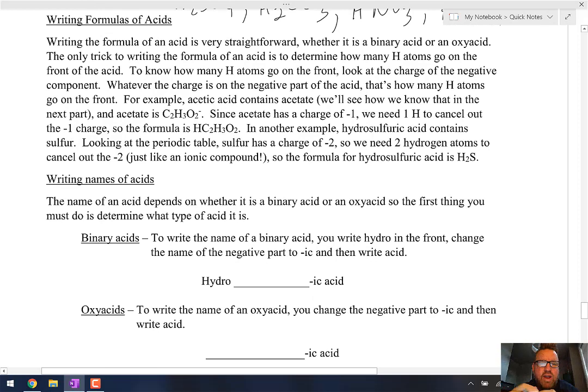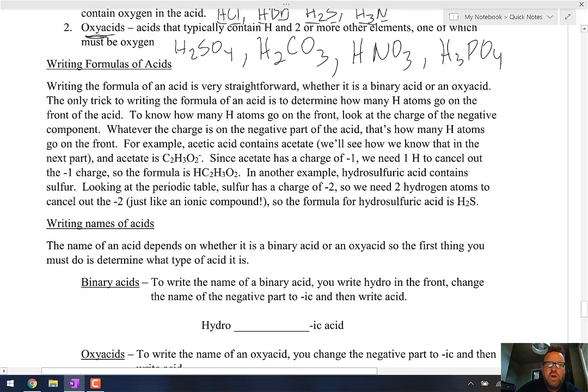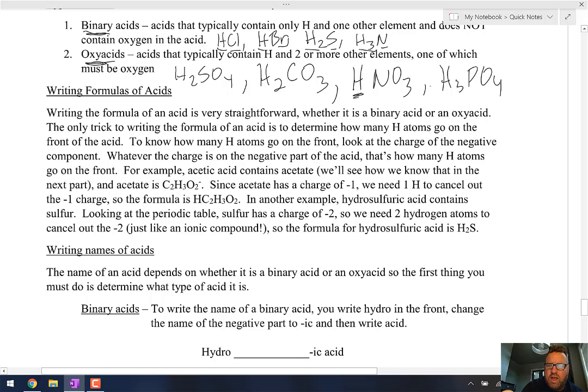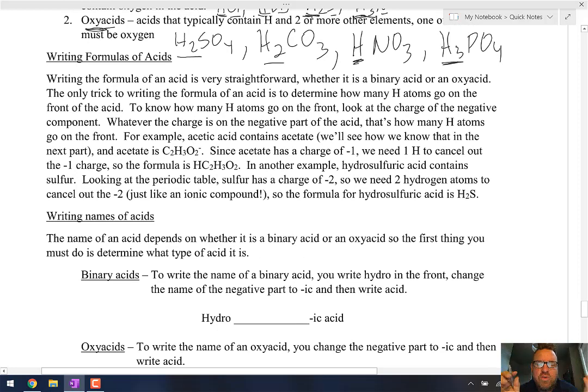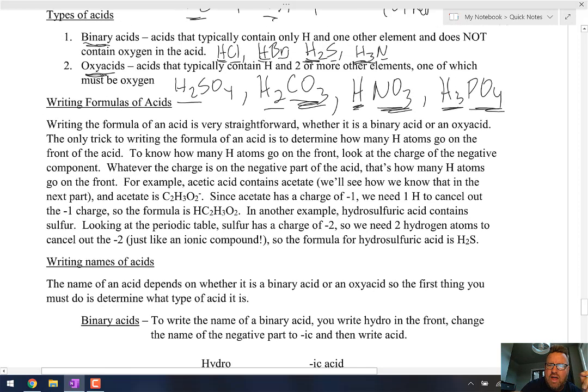The only trick to writing the formula of an acid is to determine how many hydrogen atoms go in front of the acid. Notice here I put one hydrogen. Here I put 3, here I put 2, here I put 2. Even up here in the binary, there's one hydrogen, two hydrogens, and then 3 hydrogens. To know how many hydrogens go in the front, you look at the charge of that negative part of the acid. You look at the PO4, you look at the NO3, you look at the CO3, you look at the N, you look at the S, and you go, what charge does that have?